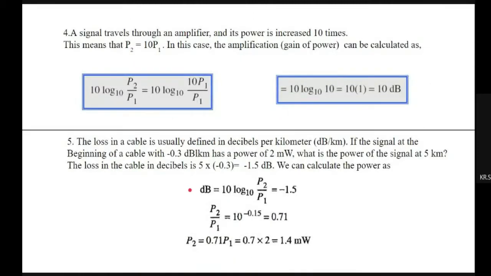Next, okay, the topology problems are over. Now we come to the signal problems. A signal travels through an amplifier and its power is increased 10 times. That is the question. So this means the output power P2 is increased 10 times, so the value of P2 equals 10 into P1.